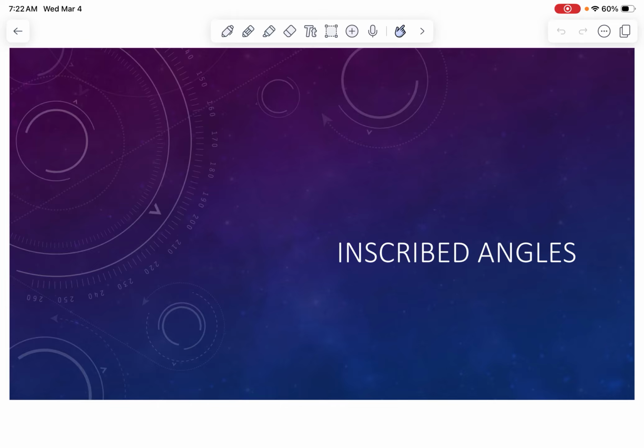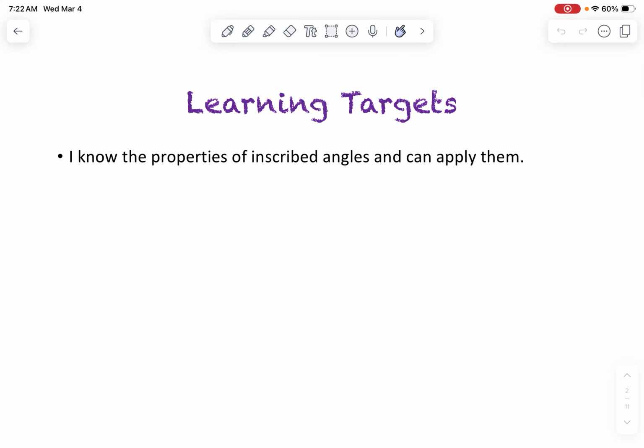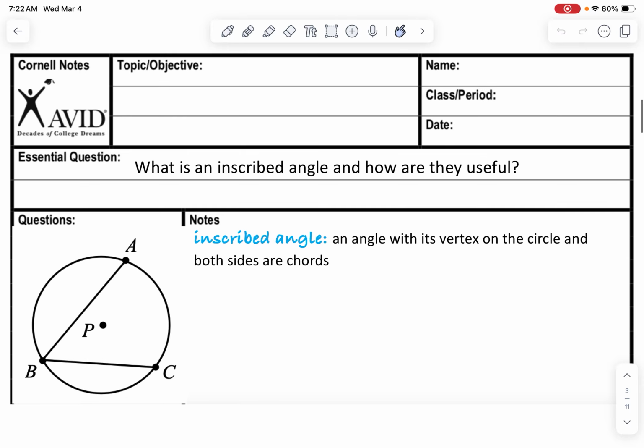Okay, so this lesson is on inscribed angles. We're going to learn about what their properties are and how to apply them. Also, what an inscribed angle is.